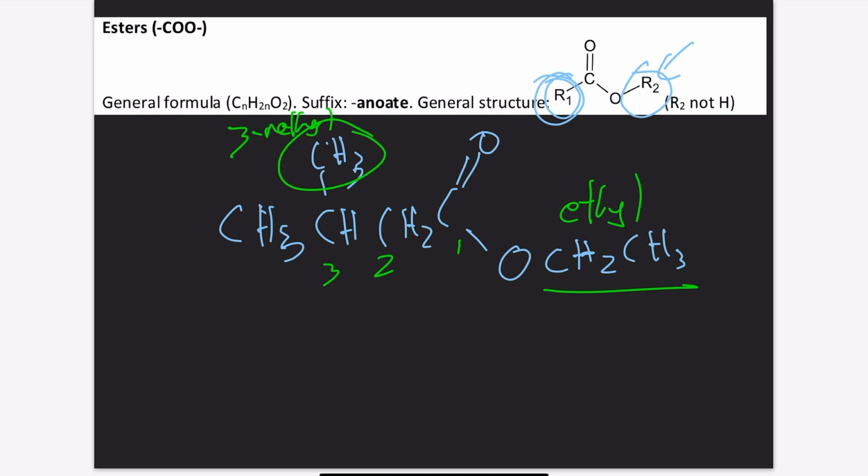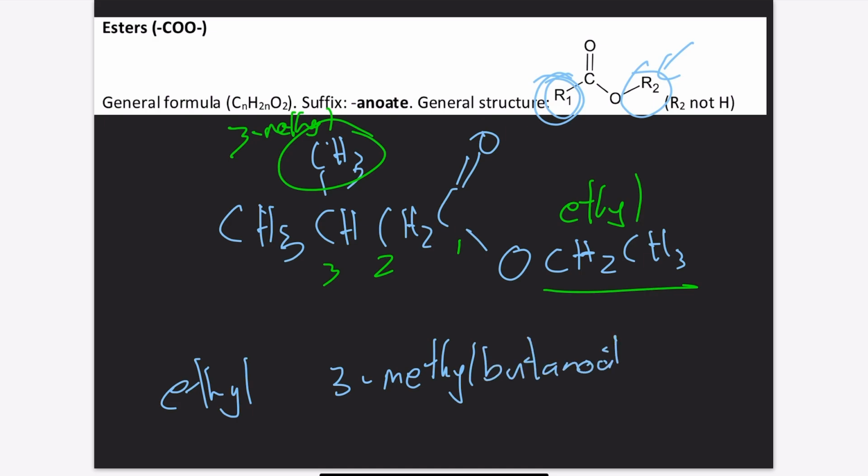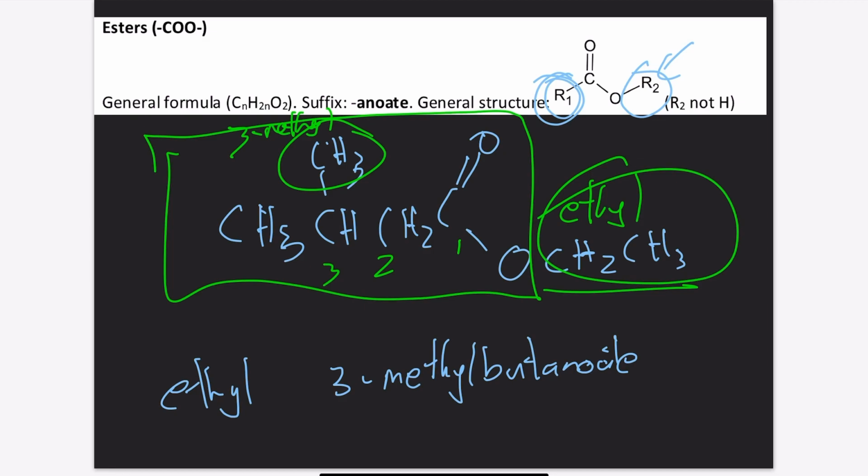So our name is going to be ethyl with a space, 3-methyl butanoate. And again, over here, this would be 3-methyl butanoic acid. So that's 3-methyl butanoate. And then I chuck the ethyl group in front. So it's ethyl space 3-methyl butanoate.